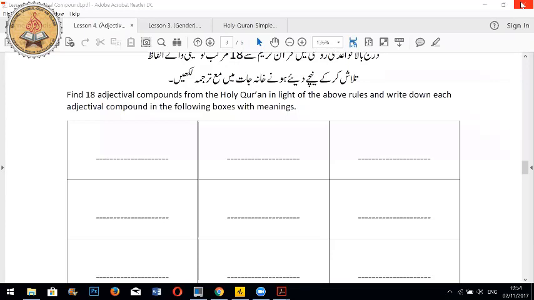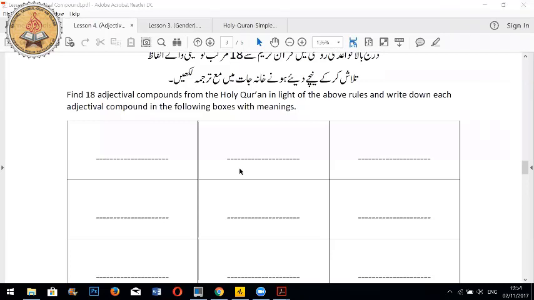Are you following the course page by page? Yes, I am. Have you downloaded the course material, the PDF lessons? Yes. Have you printed them and put them in your folder or file, or are you just perusing them electronically? No, I printed them as well. Okay, good. Well done.